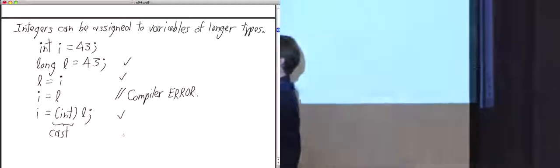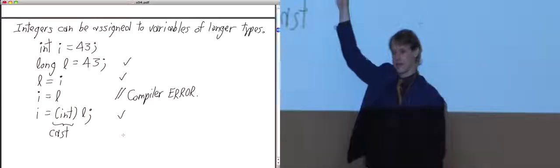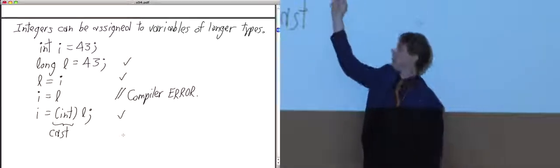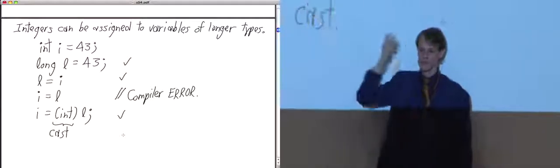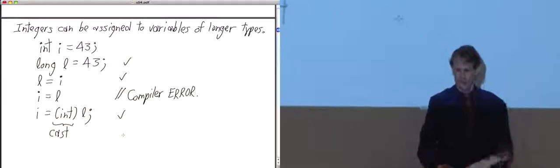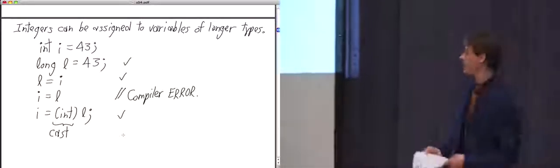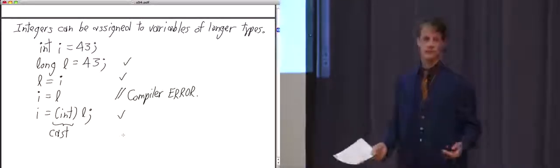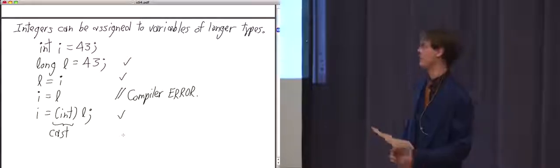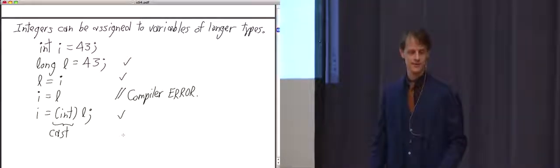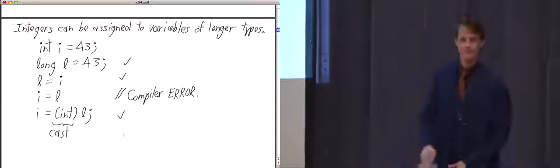Because you see, what can go wrong is that if L is a really big number that doesn't fit in an integer, then you throw away the high order bits, and that can make for a really hard to find bug. And so that's what Java is trying to save you from, and Jesus is trying to save you from hellfire.